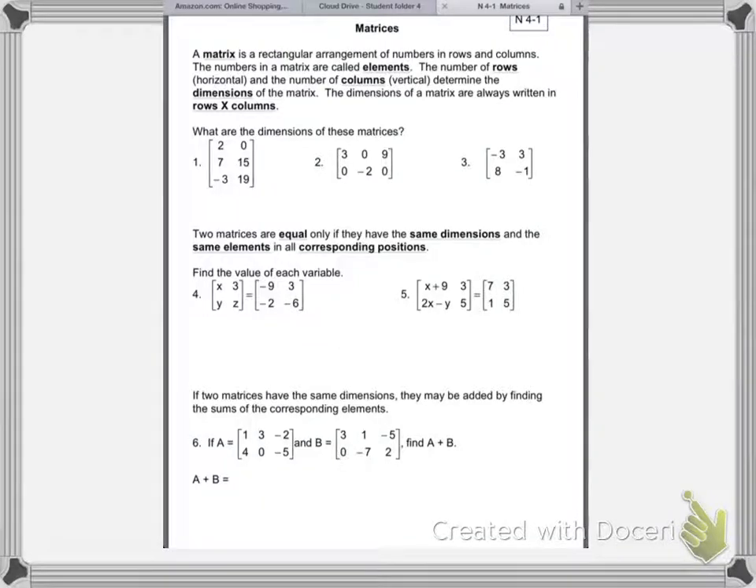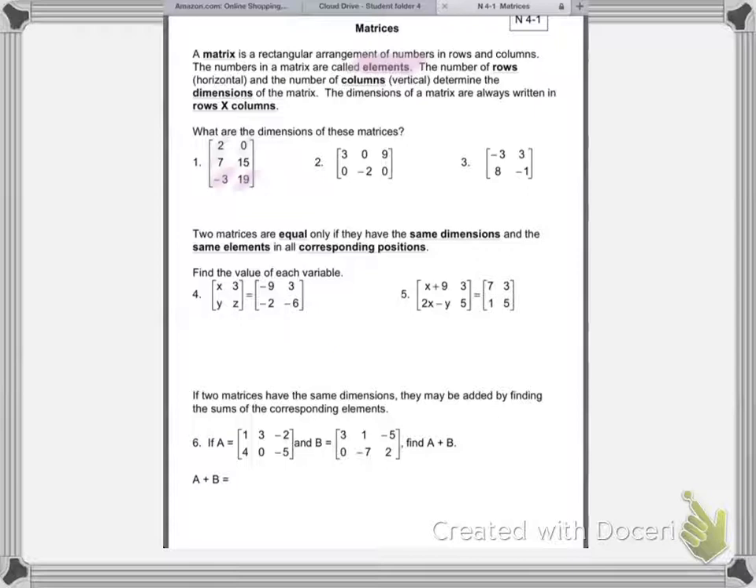Good morning. We're going to talk today about 4.1, which is matrices, starting Unit 4. A matrix is a rectangular arrangement of numbers in rows and columns. The numbers in a matrix are called elements. If you see, those are each elements of the matrix.